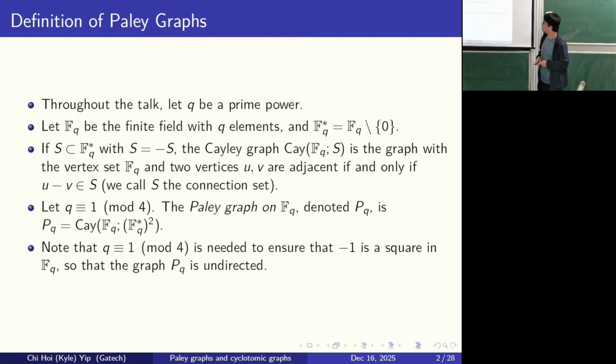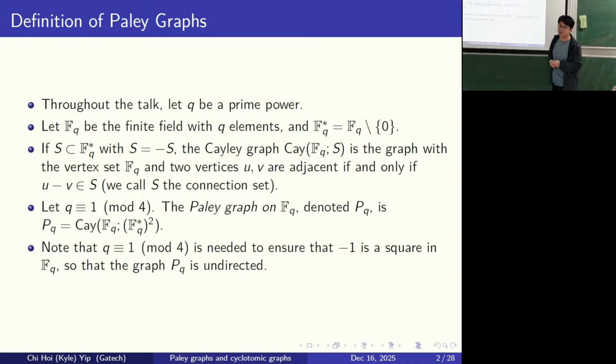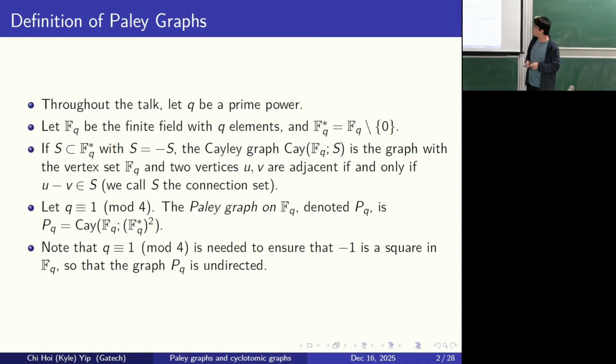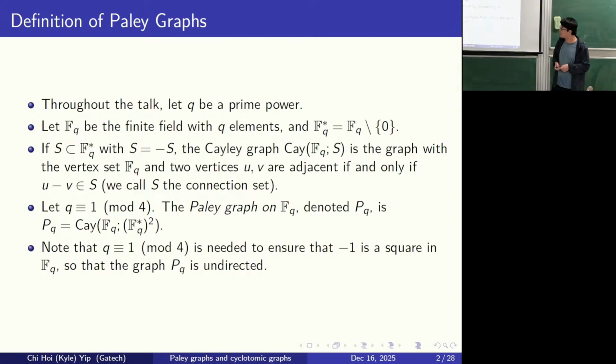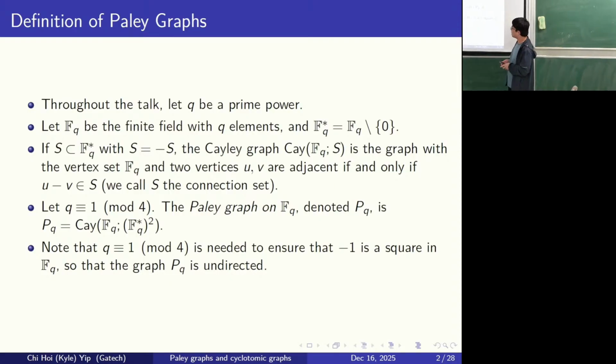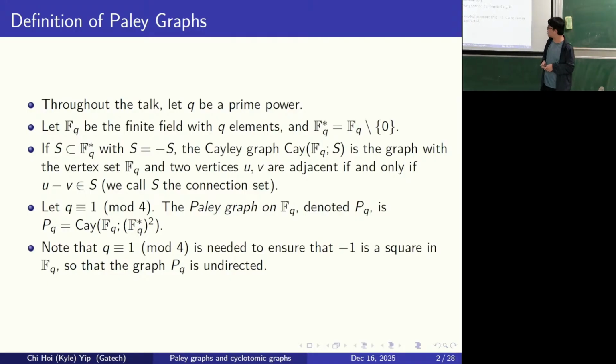For the Cayley graph, we first consider a connection set S, and then we say that two vertices are adjacent if their difference is in the connection set S. To make this graph undirected, we need to make sure that S is symmetric, namely S is equal to minus S. For the Paley graph, we take the connection set S to be the set of squares. To make sure that the connection set is symmetric, we need to assume that -1 is a square in the field, so that means we need to assume q is 1 mod 4.